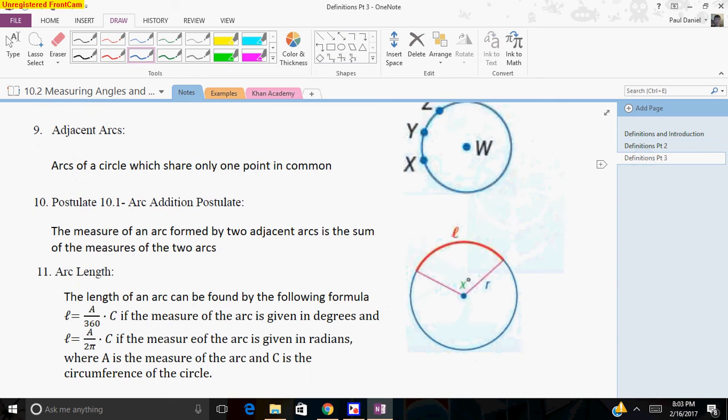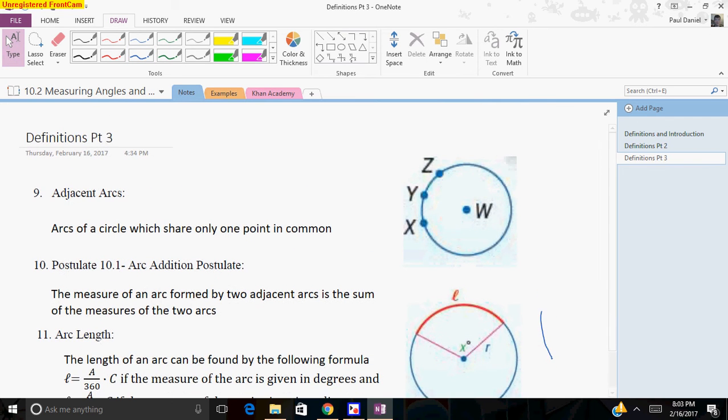Okay, moving forward. Now let's talk about what it means to be an adjacent arc. Adjacent arcs are arcs that share only one point in common. For example, in this circle W that you see over here, arc XY is adjacent to arc YZ because they share one point, the point Y. Okay, so that's our definition of what it means to be adjacent. Probably about what you imagined.